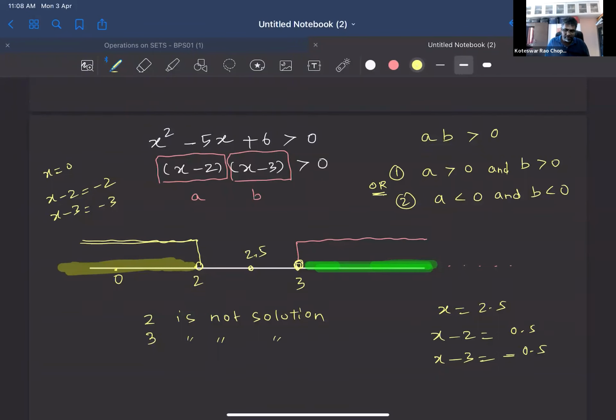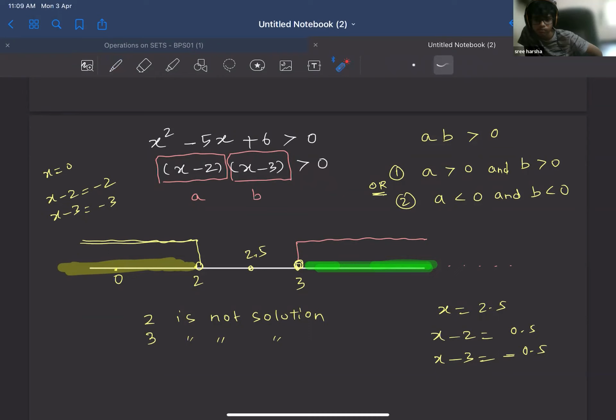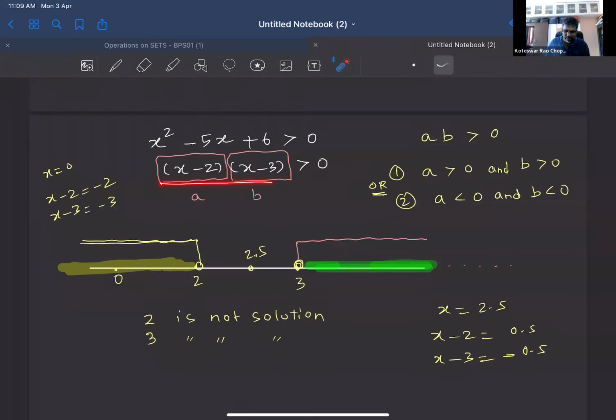So that means the left-hand side will be less than 0. But what do you want? You want greater than 0. Are you getting this? Yes, sir. But I have taken a specific value right here. But can you see that you can take any value between 2 and 3 and it will not satisfy this inequality, right? If you take any value, it will not satisfy this greater than or equal to 0. You will actually get less than or equal to 0, which you don't want.